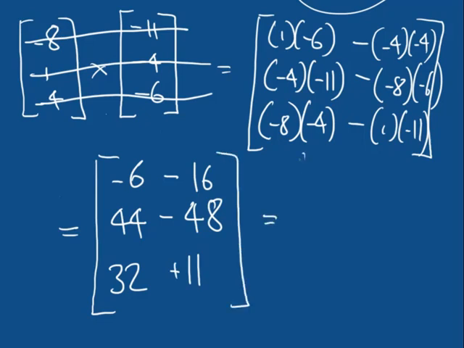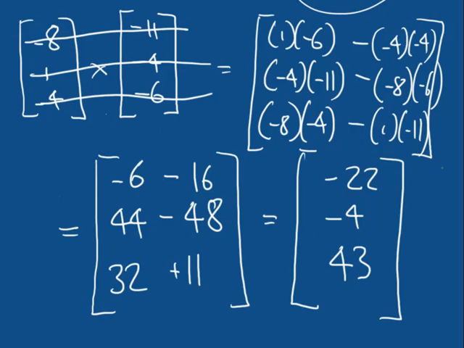Which means we have a vector for the result of our cross product: minus 6 minus 16 is minus 22. 44 minus 48 is minus 4. And 32 plus 11 is 43. So the vector that's the result of our cross product is this vector, minus 22, minus 4, 43.